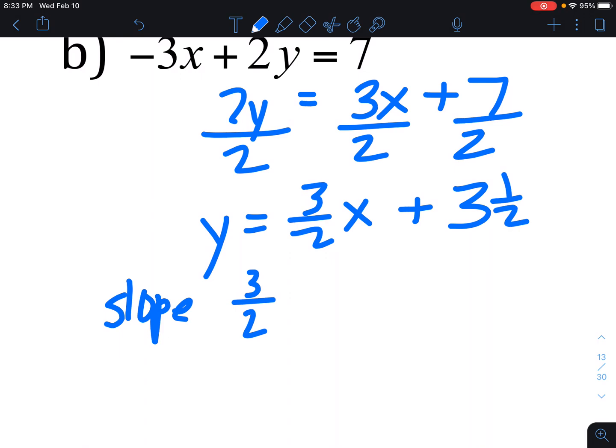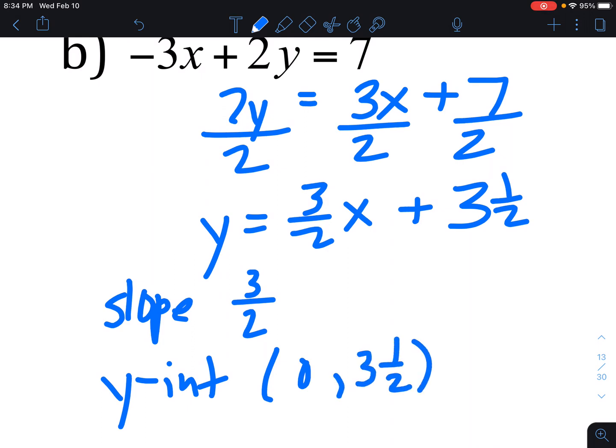A slope we like to keep as an improper fraction. Now, I have stated before quite a few times that I'm really not a fan of improper fractions like 3/2, except when it deals with slope. And you'll see later on why that is when we start to graph it. And then the y-intercept is the 3.5, or 7/2. Now, y-intercept is okay to have as a decimal or mixed number because that's actually a number on the y-axis.